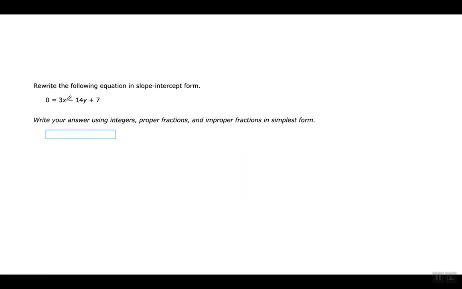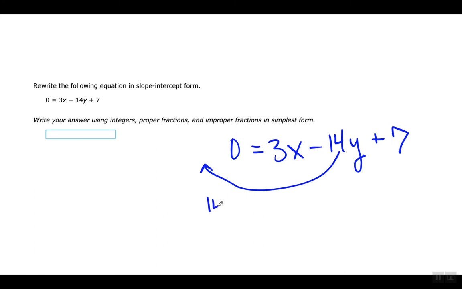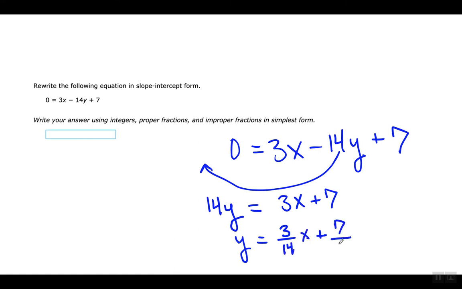Alright, so on this one, I got everything on the right and 0 on the left. So the first thing I'm going to do is move the minus 14y to the left, making it positive 14y. Instead of writing it, I'm going to move it and it's going to become positive, okay? So 14y equals 3x plus 7. Now I just got to divide by 14. So y equals 3 over 14 x plus 7 over 14.